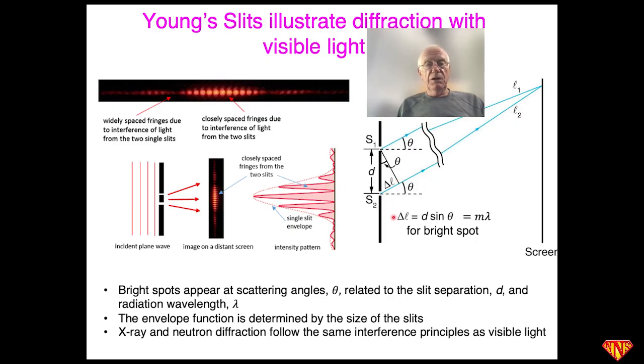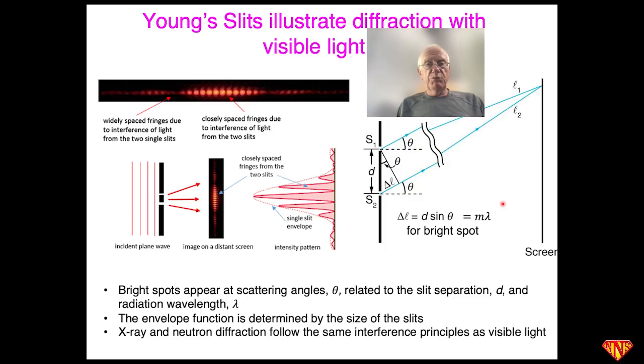And so that criterion turns out to come down to this: if d, which is the separation of the slits, times sine theta, which is the sine of the scattering angle, is equal to some integer times the wavelength of the radiation, then you get a bright spot.